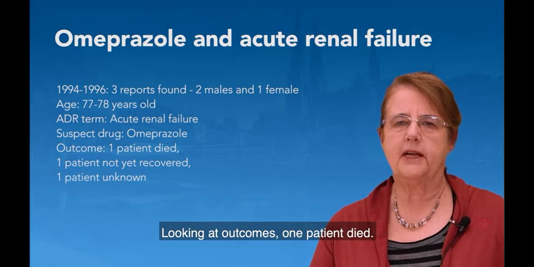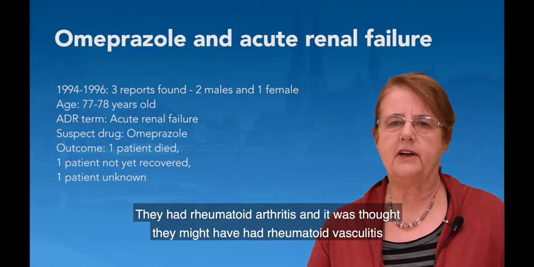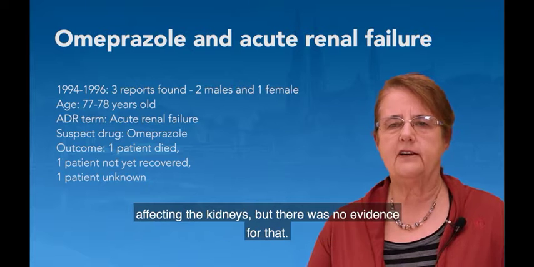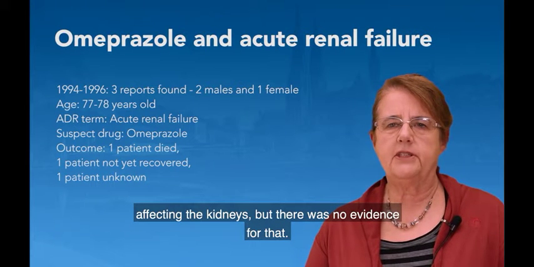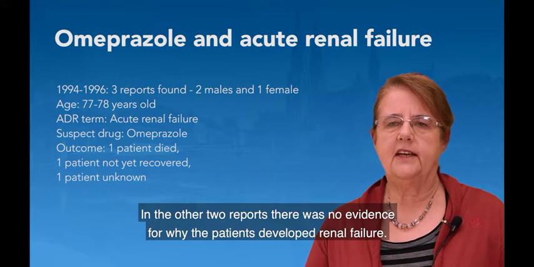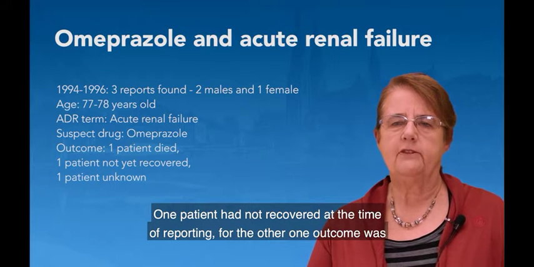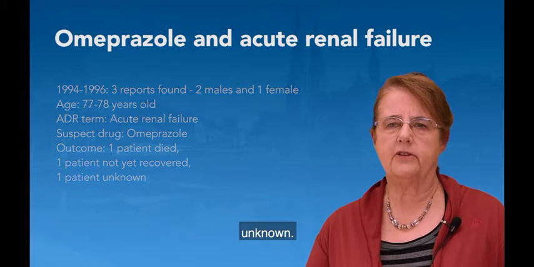Looking at outcomes, 1 patient died. They had rheumatoid arthritis, and it was thought they might have had rheumatoid vasculitis affecting the kidneys, but there was no evidence for that. In the other 2 reports, there was no evidence for why the patients developed renal failure. 1 patient had not recovered at the time of reporting. For the other one, outcome was unknown.